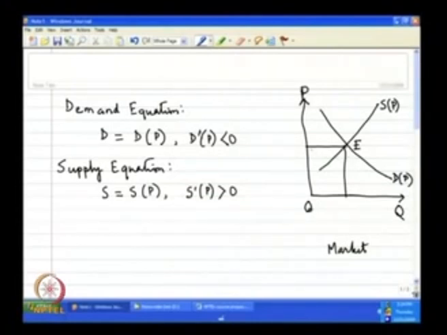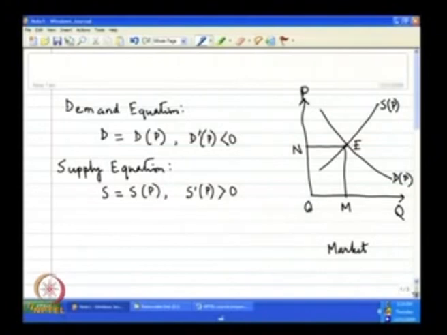From E, we draw two perpendiculars on the two axes, and suppose the perpendiculars are EM and EN. So our conclusion will be that in this market, the equilibrium price will be ON, and the equilibrium quantity that will be bought and sold in the market will be OM. ON is the per unit price, and OM is the total quantity of goods bought and sold.